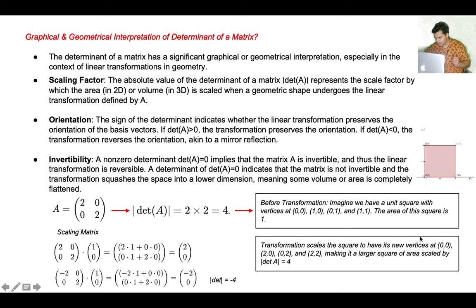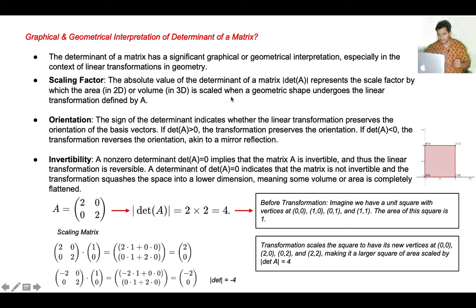Similarly, (0, 0) remains (0, 0), (0, 1) becomes (2, 0), (0, 1) becomes (0, 2), and (1, 1) becomes (2, 2), right? When we do the matrix multiplication. Now the original square was a unit square, and now if we calculate the area of this transformed geometrical shape when we multiplied it with the matrix A, the area of that transformed vectors is 4, which is equal to the determinant of A. So that is what we are saying here.